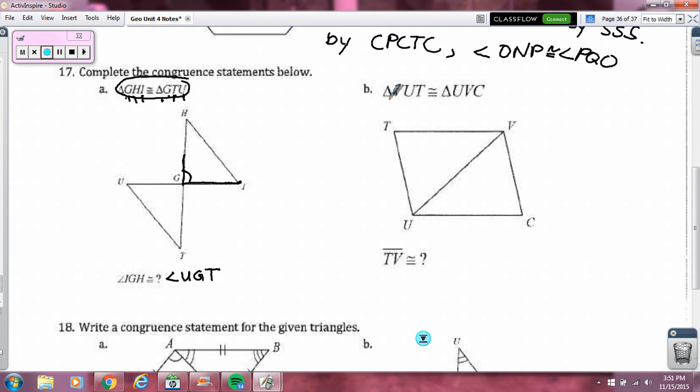I can do the same thing over here. If I know that these two triangles are congruent and I want to see what's congruent to TV, then I would look at CU.